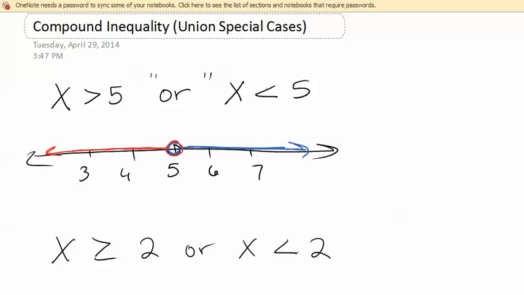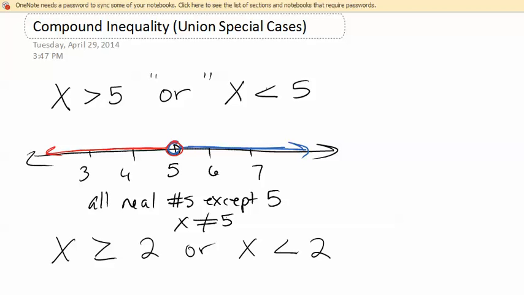But what happens at 5? Well, it looks like the inequality is not true. So because 5 is not included in either inequality, then 5 is not in my solution. So you can leave it as x is greater than 5, or x is less than 5, or you could say all real numbers except 5. Okay? You could say that, or you could say excluding 5, or x is not equal to 5.